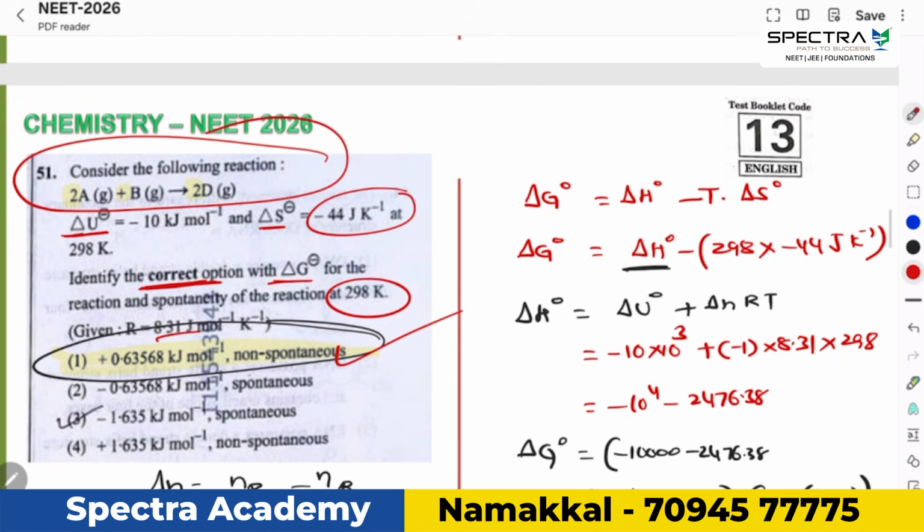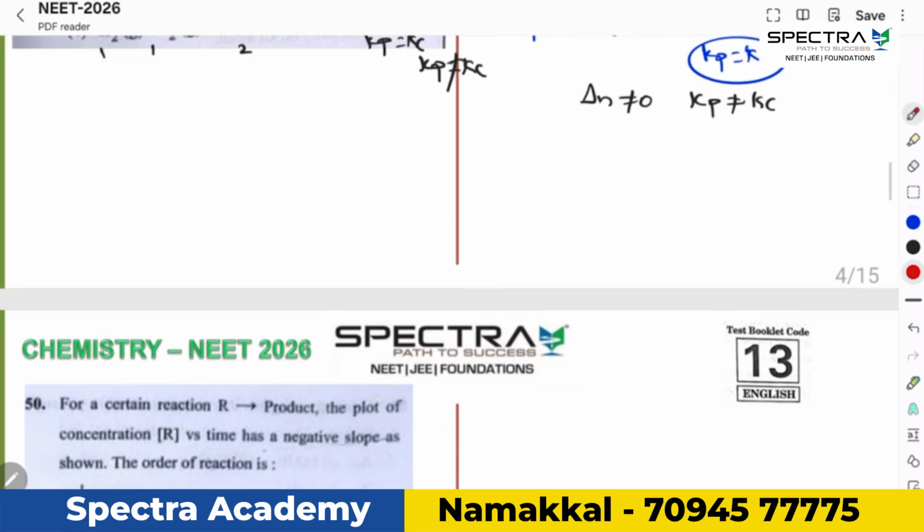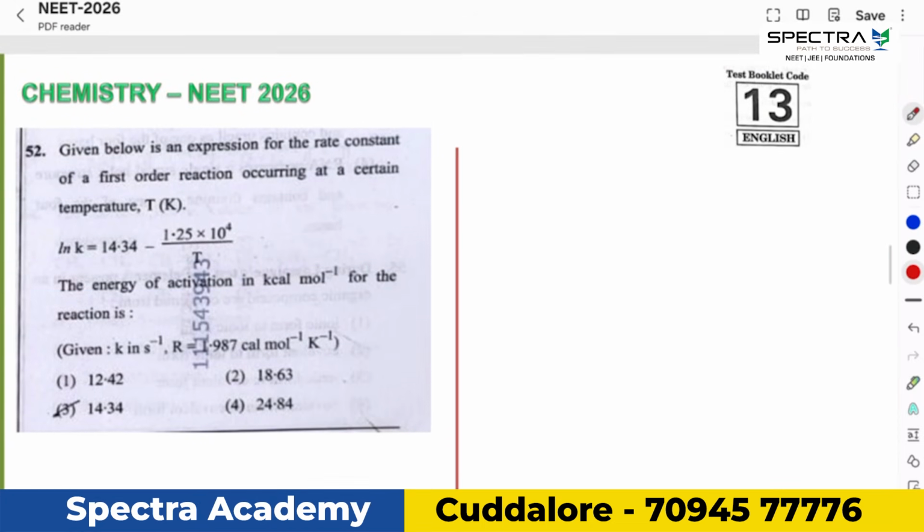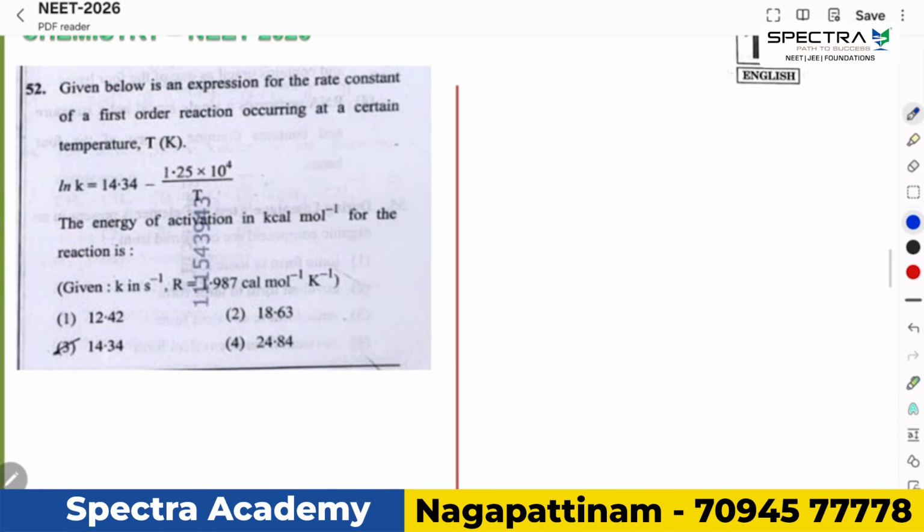So this is a lengthy calculation. In these two questions, like electrochemistry and thermodynamics, it is a bit lengthy calculation. So focus more. Next question.